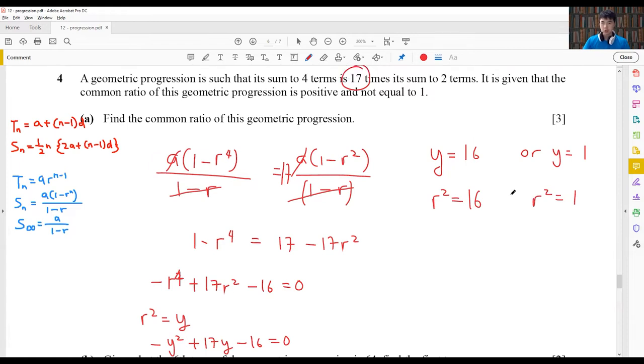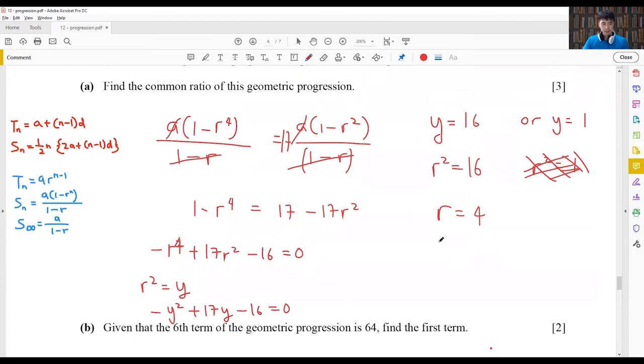We do not use this answer here because, as the question states, the common ratio of this geometric progression is positive and not equal to 1. So we can ignore this answer and just solve for this. r is equal to the square root of 16, which is just equal to 4. Then you would have found the common ratio, which is 4.